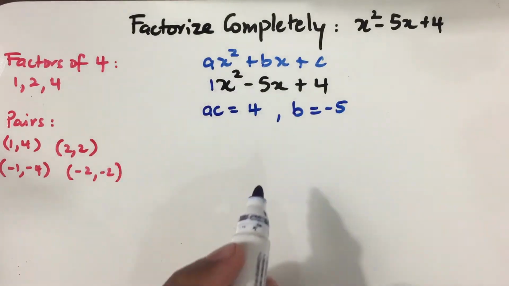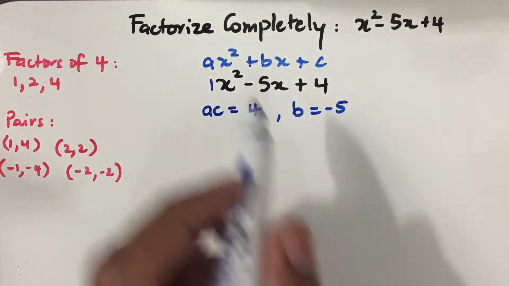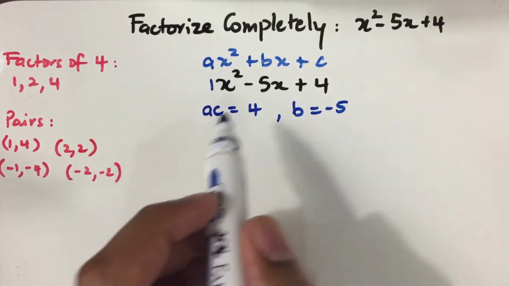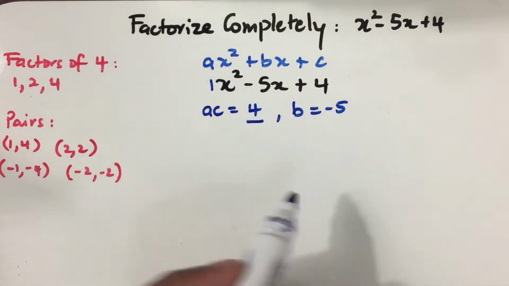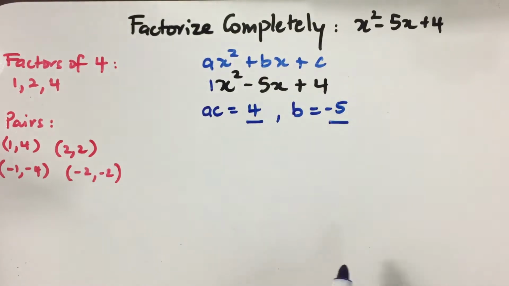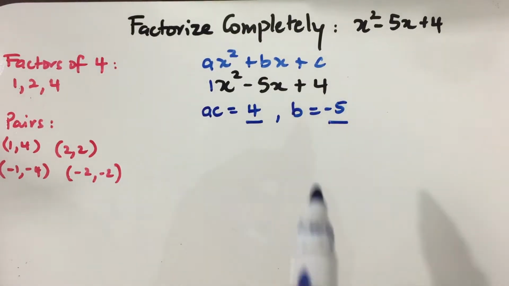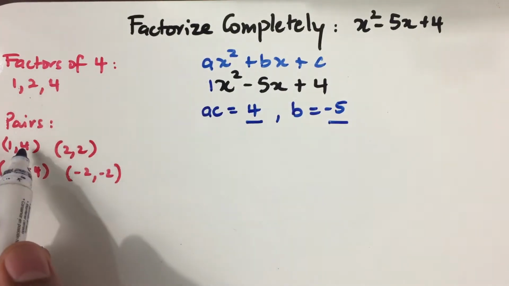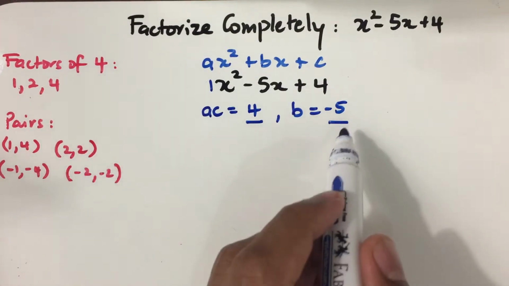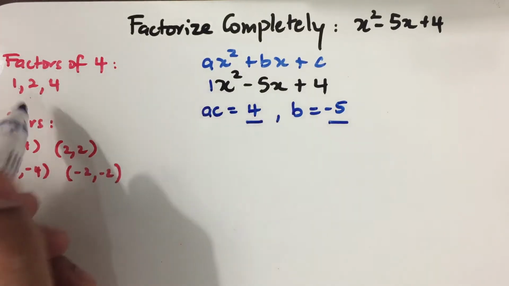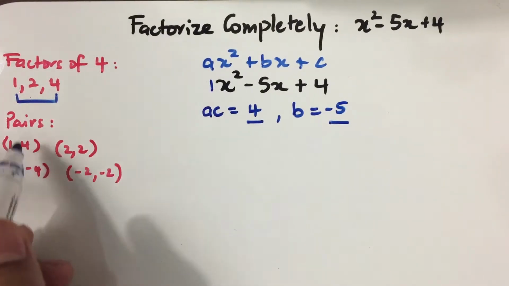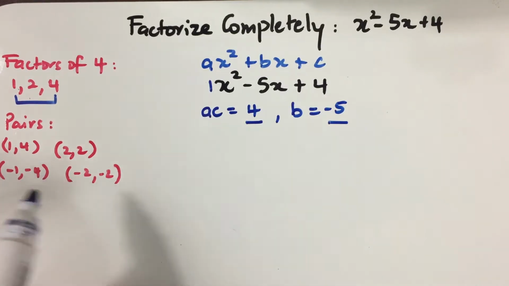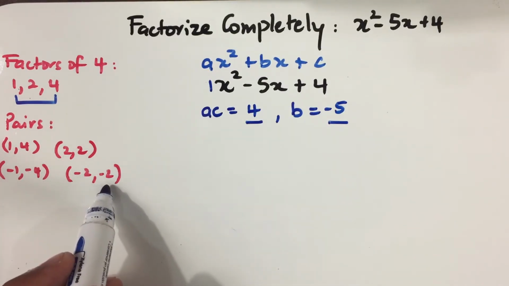Good. So the first step is to find two numbers. If we want to factorize this, the first step is to find two numbers that when multiplied we will get 4, and then when added we will get minus 5. If you can't see this right away, I've written out the factors of 4 and then the pairs that when multiplied we will get positive 4. So we have 1 by 4 is 4, 2 by 2 is 4, and we also have negative 1 by negative 4 is 4, and negative 2 by negative 2 is 4.